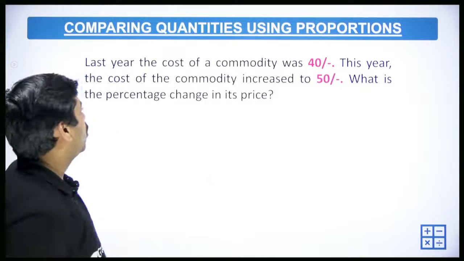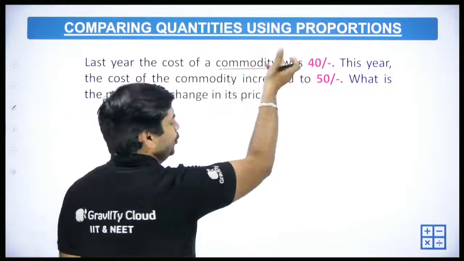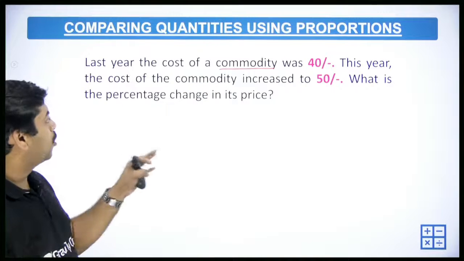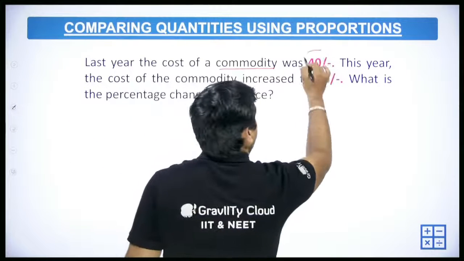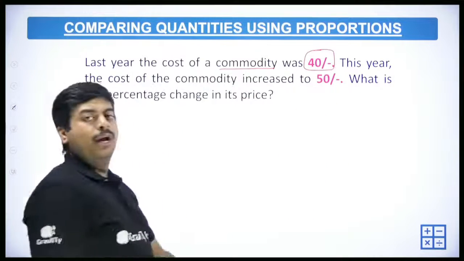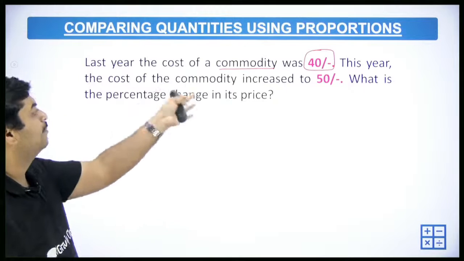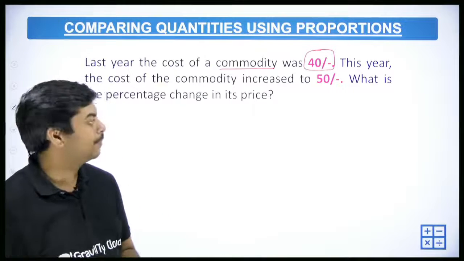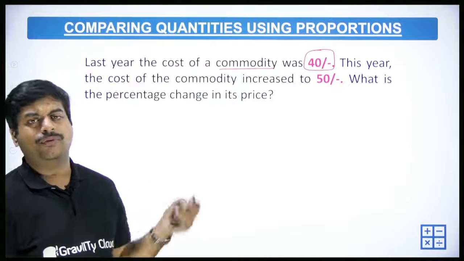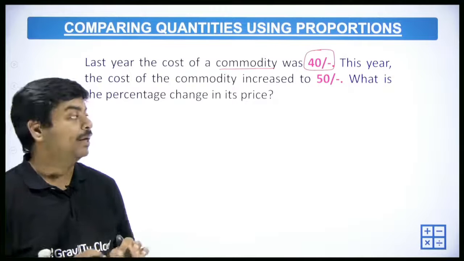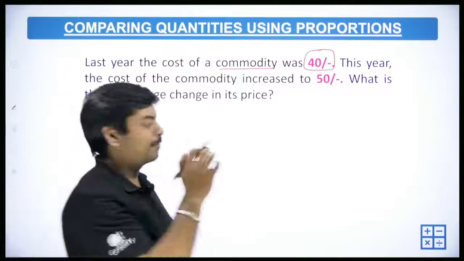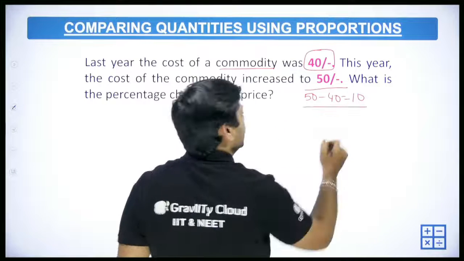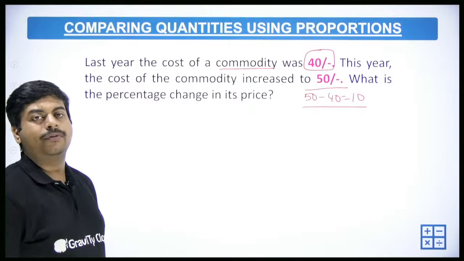Now, the cost of a commodity means some unit, let's say some box or a pen, a ball. Last year, the cost of a ball was 40 rupees. This year, the cost of the same commodity increased from 40 to 50. We need to give 50 rupees now to purchase that. So definitely we know there is some change. But how much difference is not the question. If it is the difference, you can directly tell me 50 minus 40 is 10.